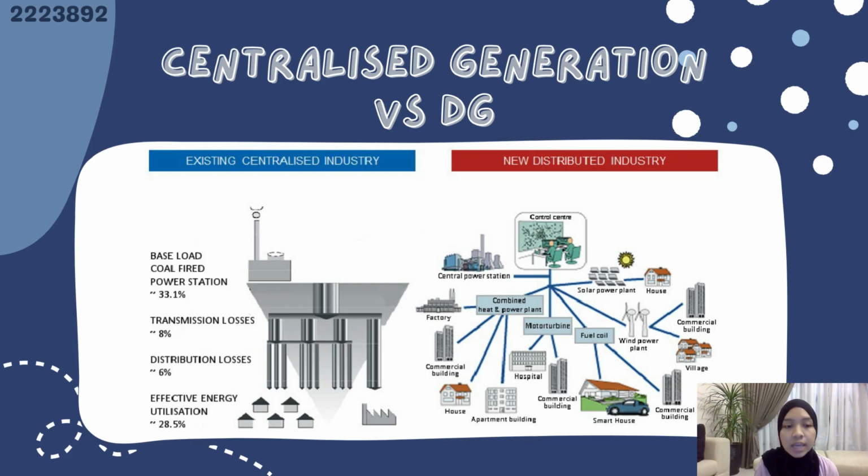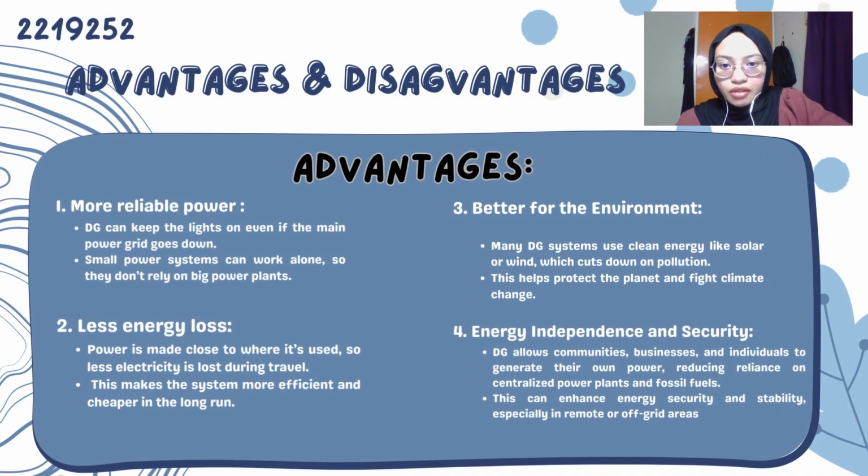Fortunately, DG aims to reduce the reliance on centralized energy supply, reduce emissions, and improve efficiency, with units being relatively small in capacity and typically sited close to the point of consumption. Okay, next we are going to discuss the advantages and disadvantages of DG.